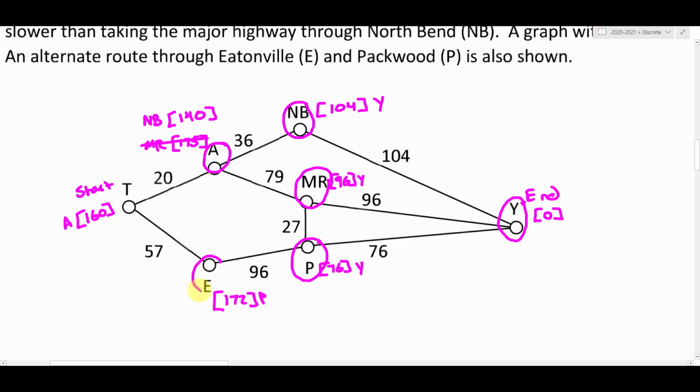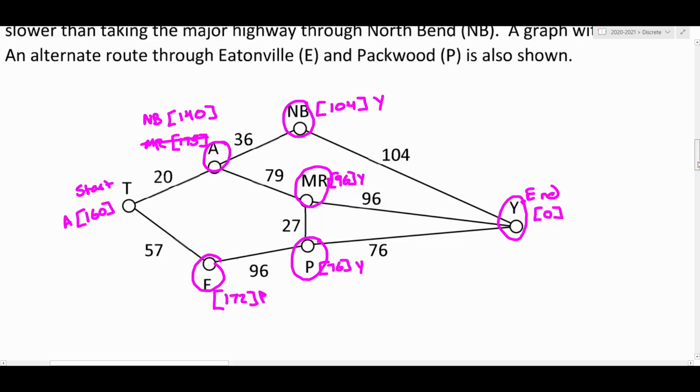I don't even need to analyze it because I already know that whatever numbers I add together here are going to be bigger than the 160, so I don't even want it. All right, so we have completed the algorithm. Now let me show you how to get your path.